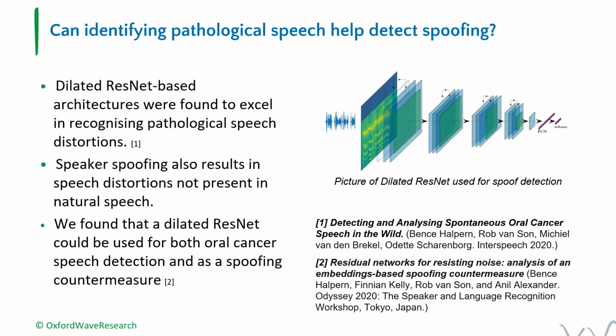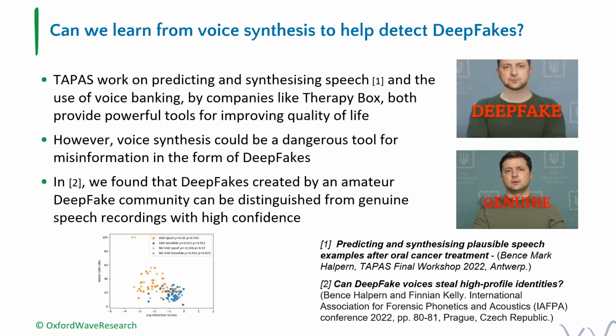And sure enough, we found very promising evidence that such ResNets could be used both as a spoofing countermeasure and as a detector for pathological speech. That research did lead on to some research to do with deepfakes, specifically inspired when the invasion of Ukraine occurred. There, the Russians released a deepfake purporting to be Zelensky himself. We thought it would be interesting to analyze that, and Ben did some analysis on that.